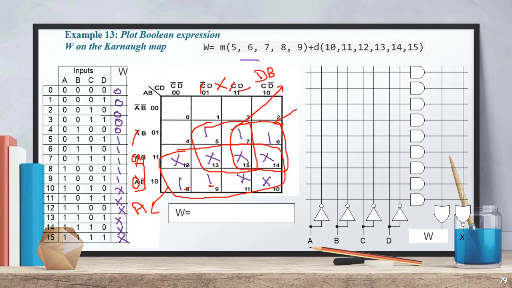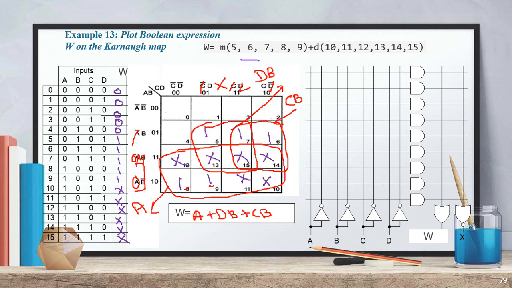One more group we have is 7, 6, 15, 14. In this group, the columns are CD and CD bar, so D bar gets cancelled and C is the same. In a similar way, A bar B and AB, as in the previous operation, A bar and A get cancelled, so you get B. From this you get the 3 terms: A plus DB plus CB. This is how we can do the K-map using don't care conditions also.